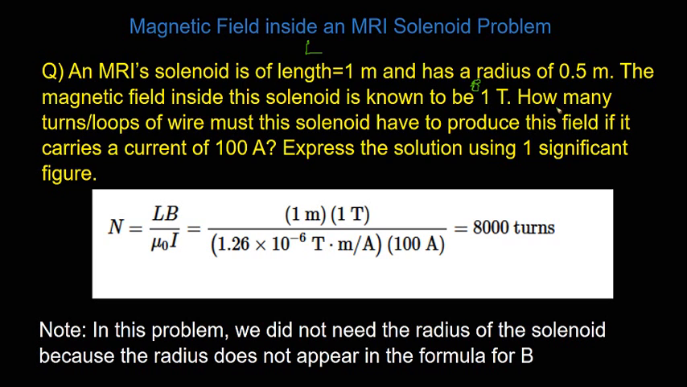And the question says how many turns of wire must this solenoid have? So it's asking for what variable? How many turns? Remember, that is capital N. It's not little n, it's capital N. That's what it's asking for. We need to find this. The solenoid must have this many turns to produce this field if it carries a current of 100 ampere. This is I. The question is also asking to express the solution using one significant figure. We'll use our equation rearranged to get N, the equation from the previous slide, and it comes out to be 8,000 turns.